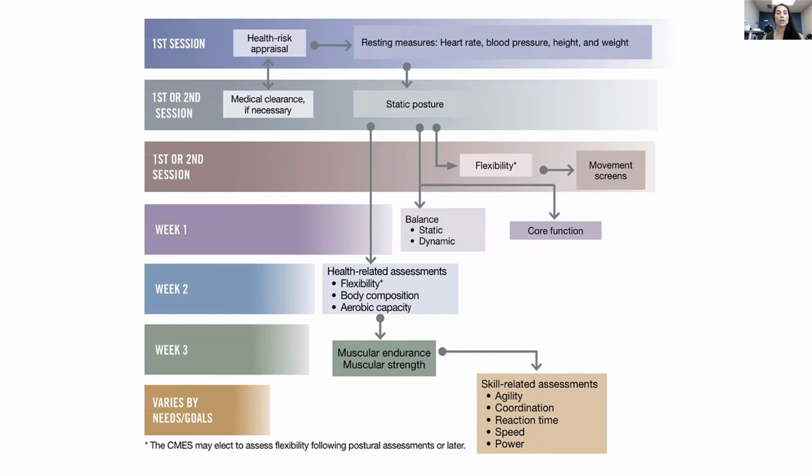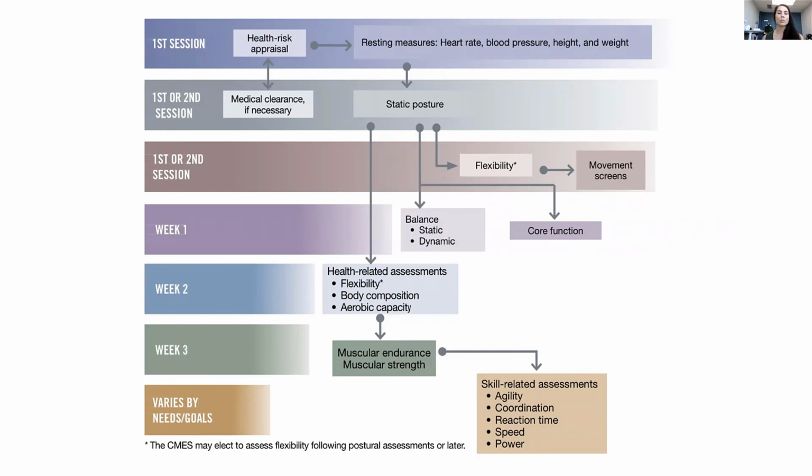So if you can follow this flow chart, you can see that in that first session, it doesn't necessarily have to be a training session, but that first session, you can look at your resting measures, you can do the health risk appraisal, potentially even look at if they need clearance, maybe do a posture assessment. You can also potentially do flexibility here, any movement screens. Then in week 1, if they want to look at balance, you can do balance or core functioning. Then in week 2, you can do some of those traditional assessments. So flexibility, body composition, aerobic capacity. Then in week 3, you can do muscular endurance and muscular strength. And then potentially, if they are interested in more athletic power drills, you can look at some of those assessments as well later on.